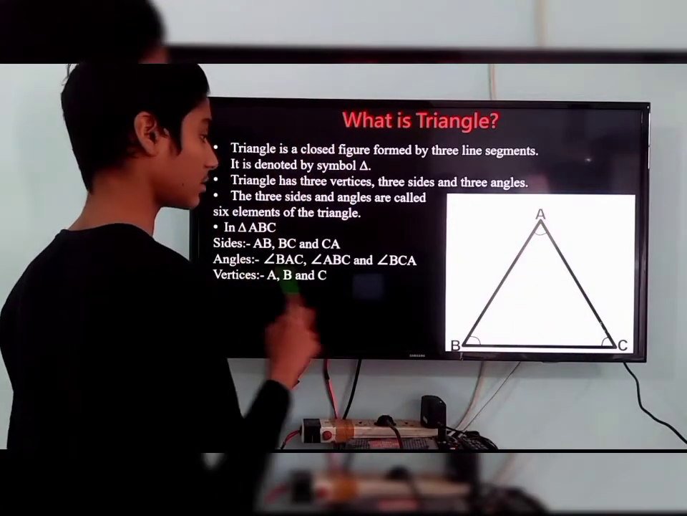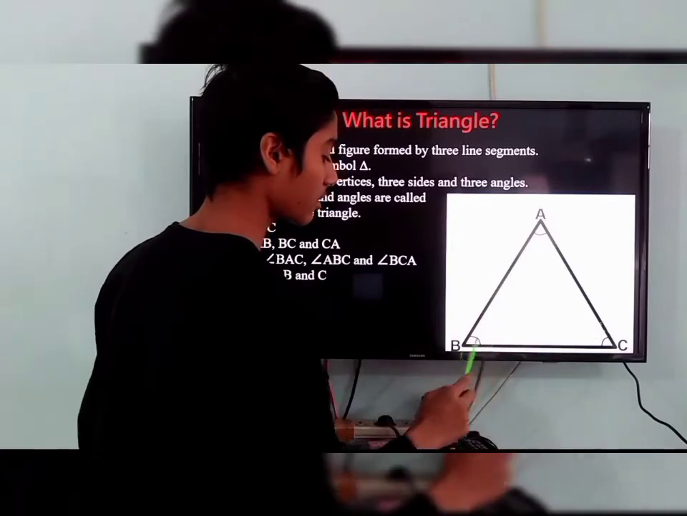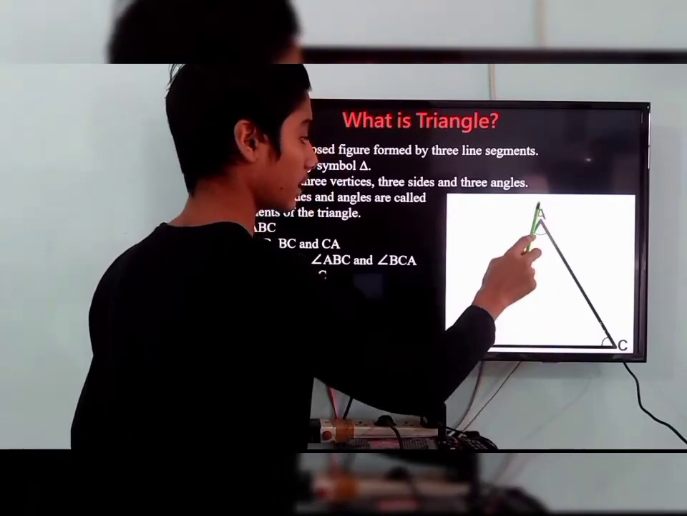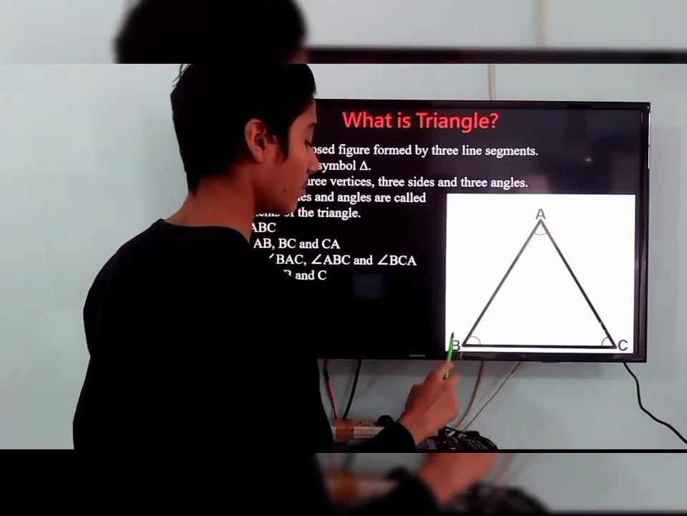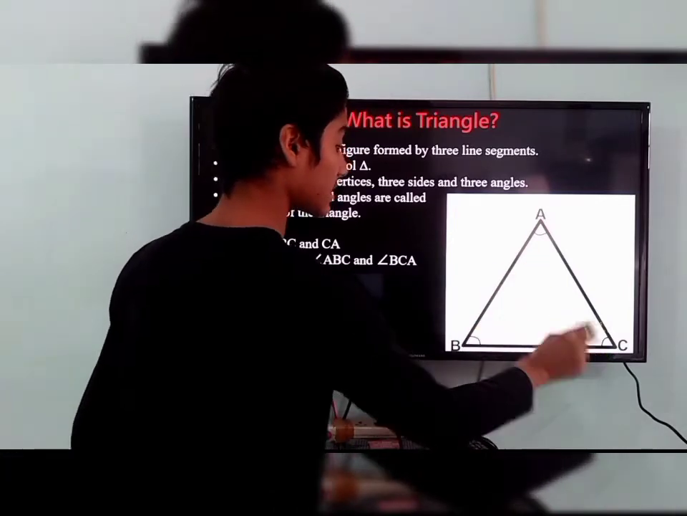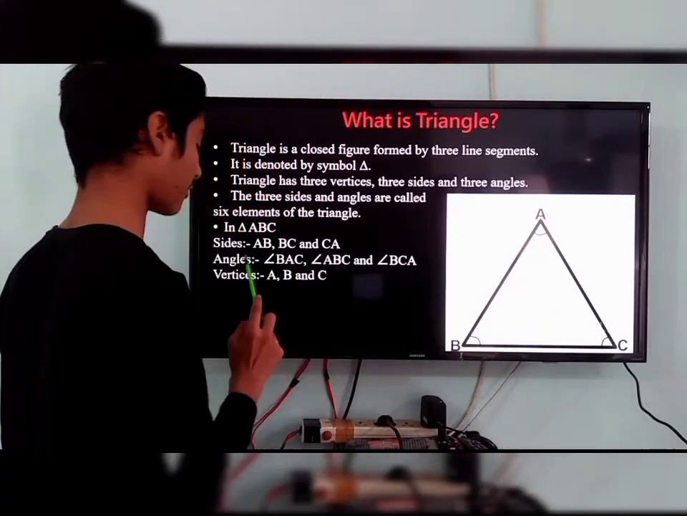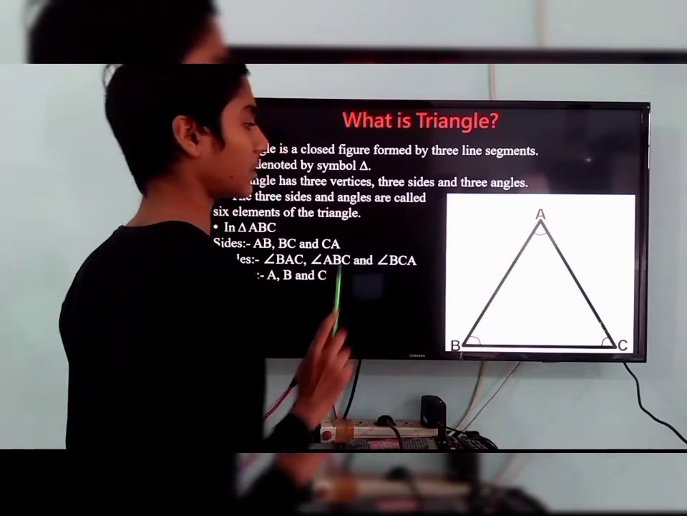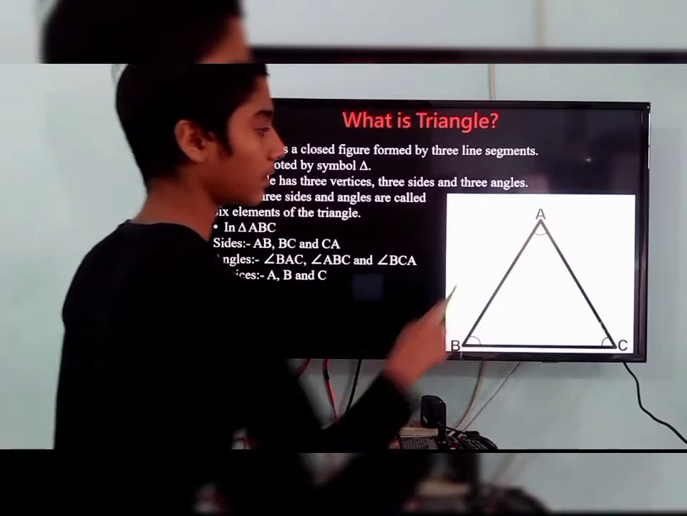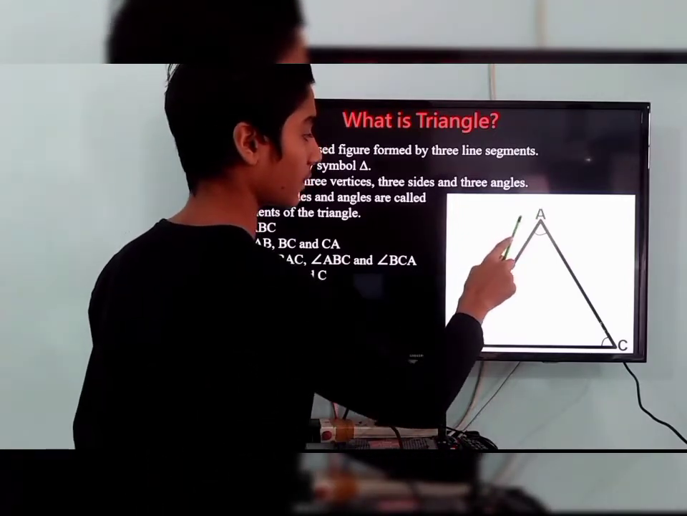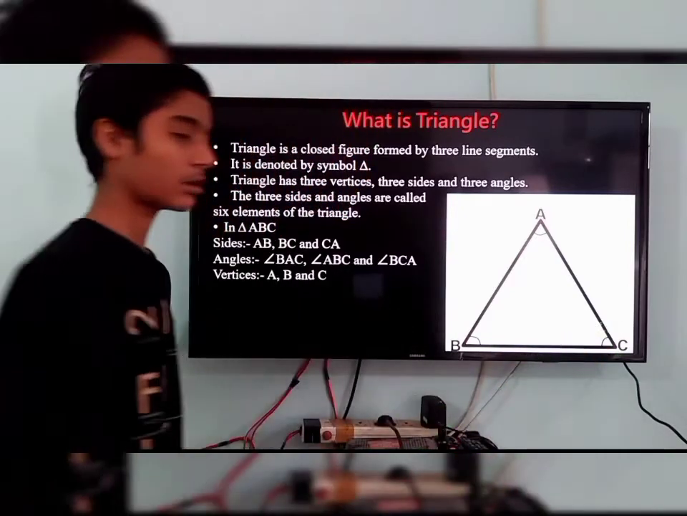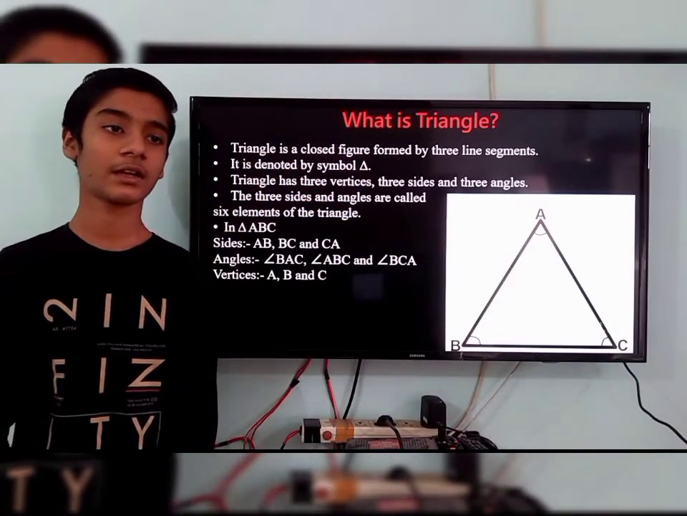Now angles. There are three angles in this triangle. The first is BAC or angle A. Next is ABC or angle B. Next is BCA or angle C. Now vertices of a triangle. There are three vertices. Vertices simply means the corners of a triangle. So the first vertex is vertex A, then vertex B, vertex C. Now let's move on to the next slide.